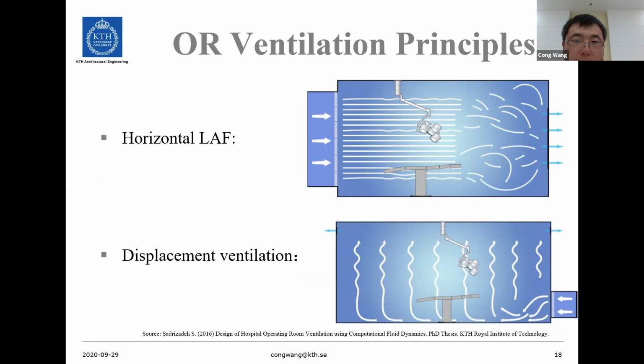Of course, there are some variants of the laminar flow ventilation. One variant is the so-called horizontal laminar flow. In this horizontal laminar flow ventilation, air is supplied from a side wall.